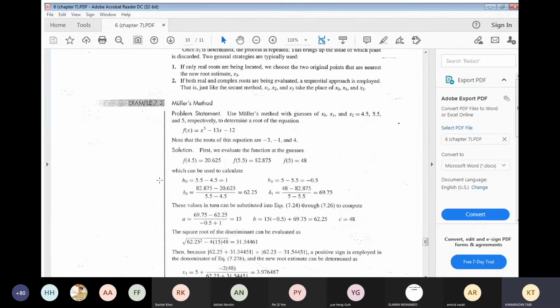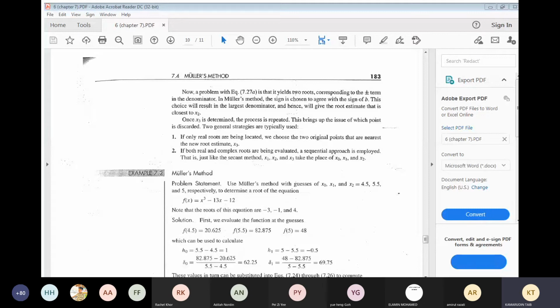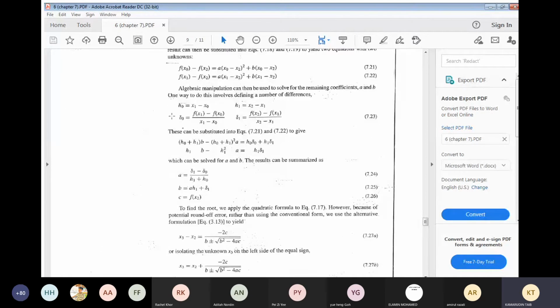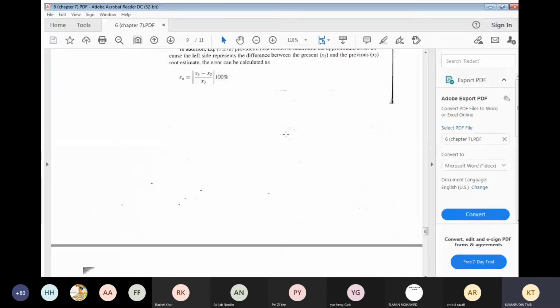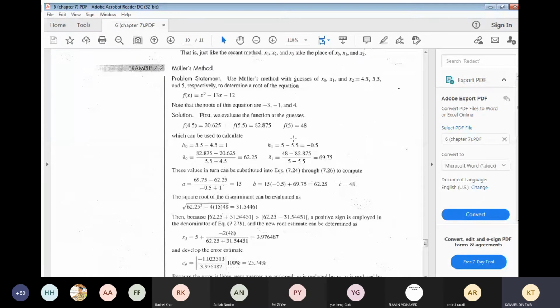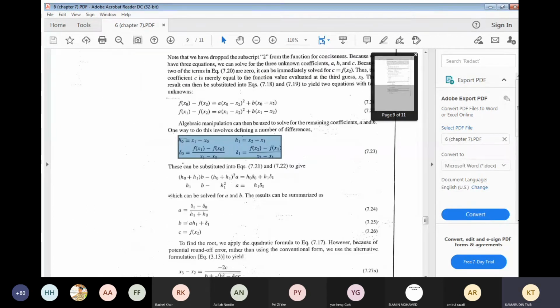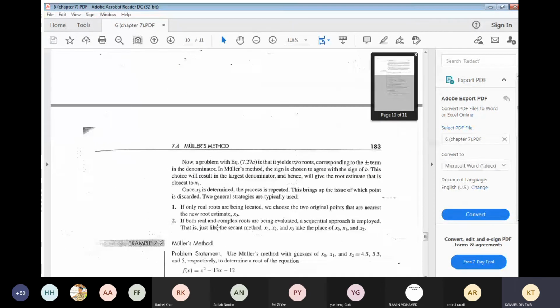And then from there, we calculate h0, h1, delta 0, delta 1, using this formula. After doing that, you substitute the calculated values into equations 7.24 to 7.26, to get the coefficients a, b, c.